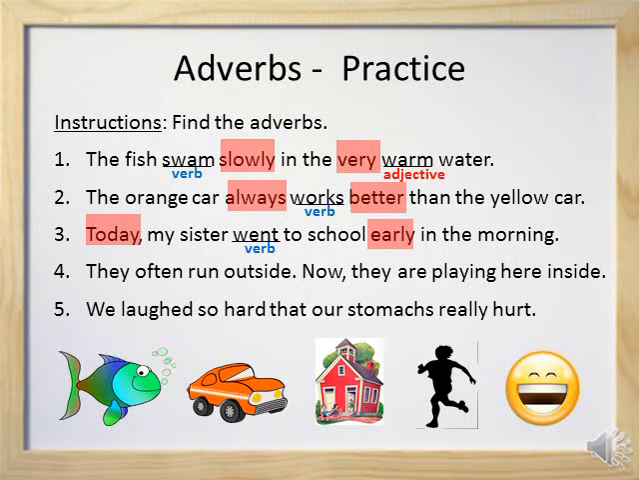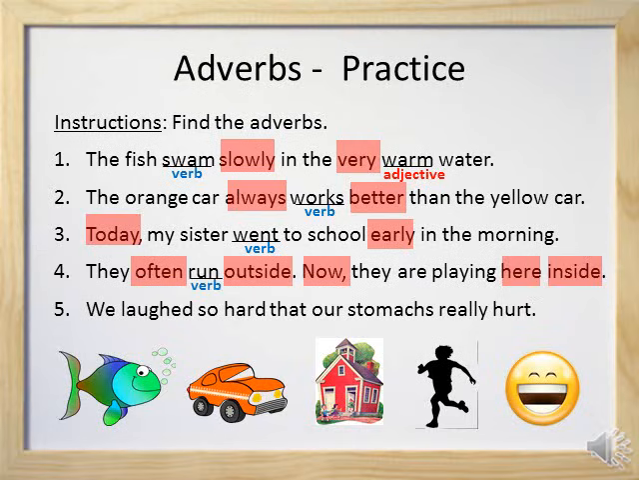Number 4. They often run outside. Now they are playing here, inside. These two sentences have 5 adverbs. What are they? Often, outside, now, here, and inside. Let's look at the first one, often. Which word in the first sentence does often describe? Does it describe they, run, or outside?